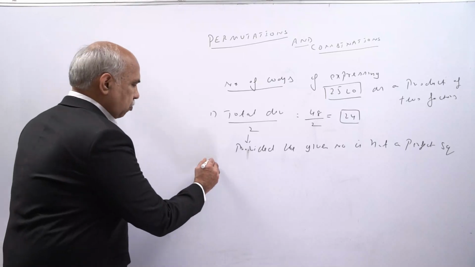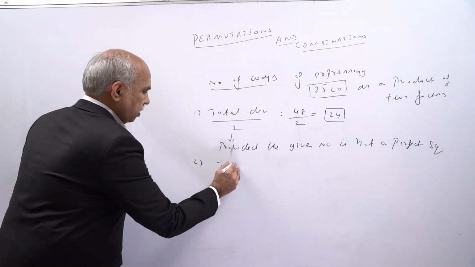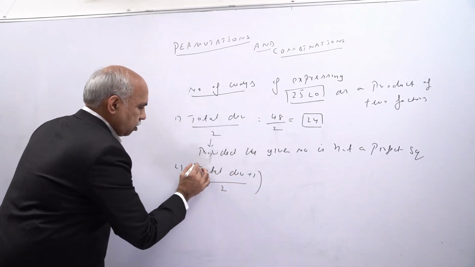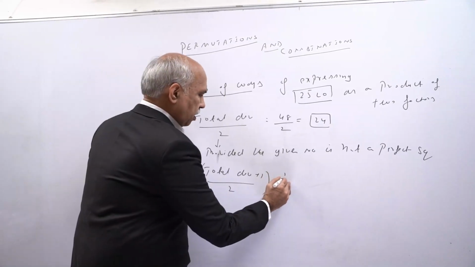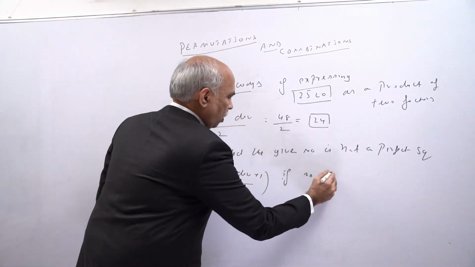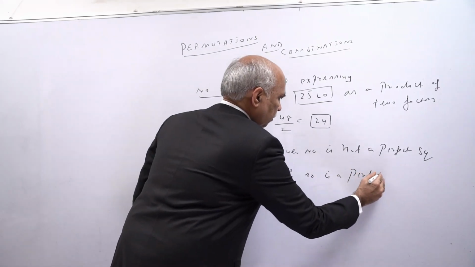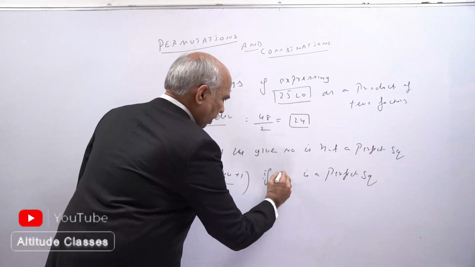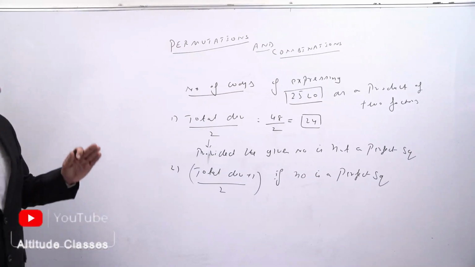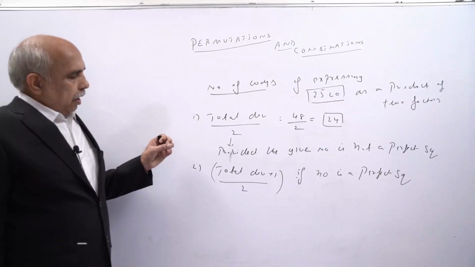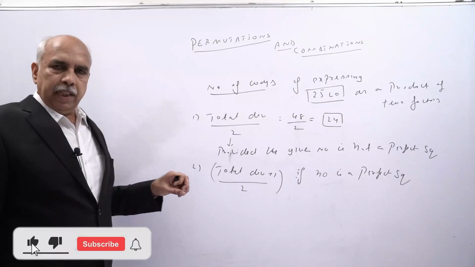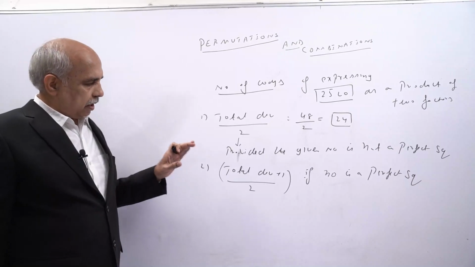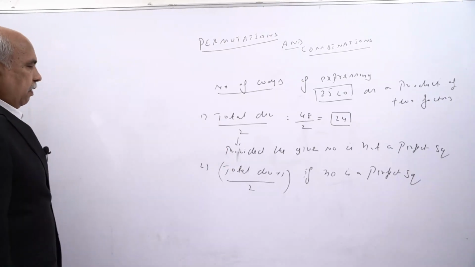So in that case, what we do is total divisors plus 1, whole divided by 2. This is what we do if the number is a perfect square. Whether the number is a perfect square or not, you need not worry. Because if the total number of divisors is odd, we will automatically know that the given number is a perfect square. So if you want the number of ways, it is nothing but total divisors plus 1 divided by 2. See, very simple.